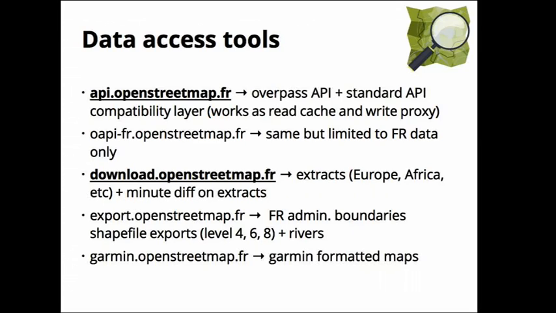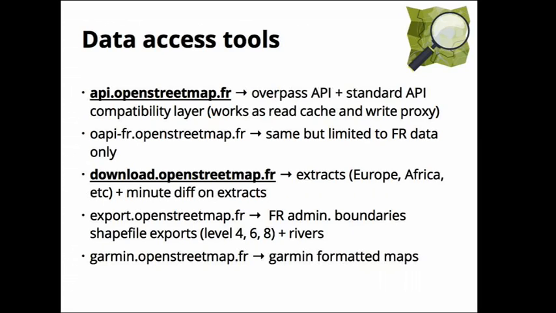Download is a server where we generate extracts for Europe, for some European countries, for many African countries. And we produce minute diffs on extracts. So if, for example, you want to maintain a Europe extract up to date with minute diffs, you have minute diffs produced on that server for extracts.